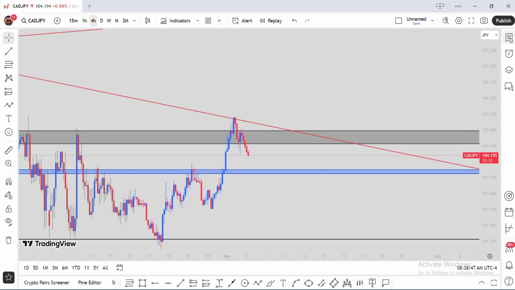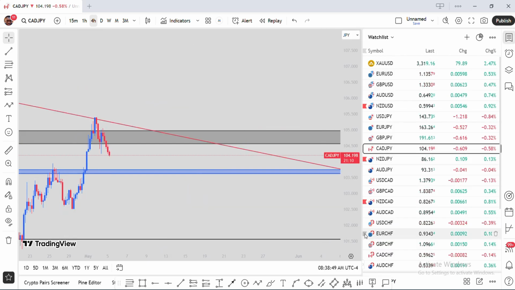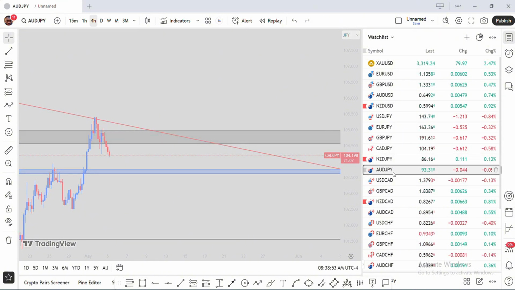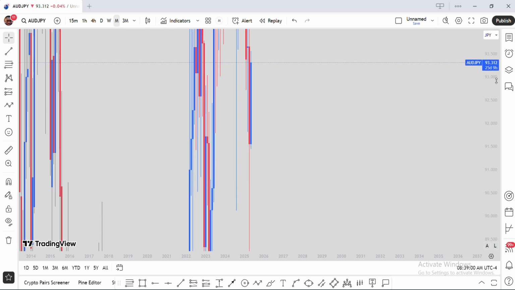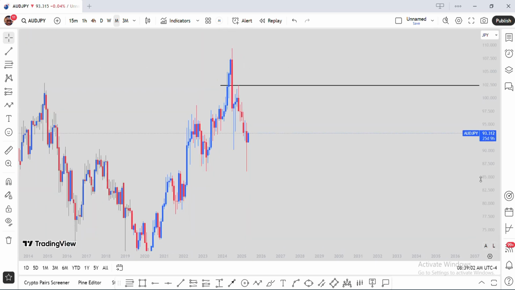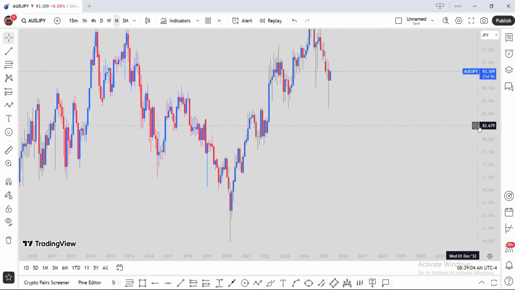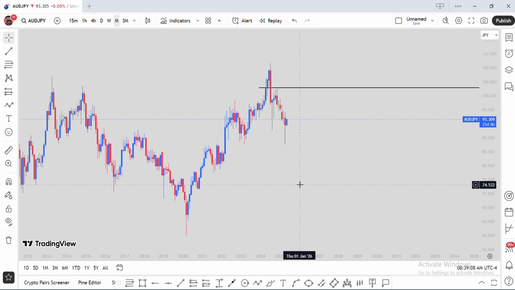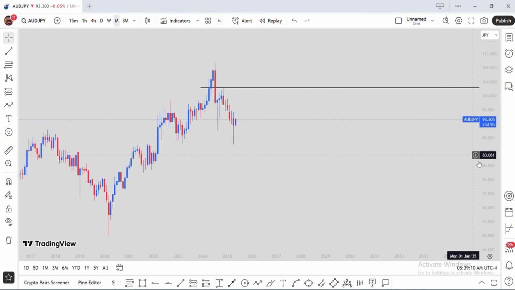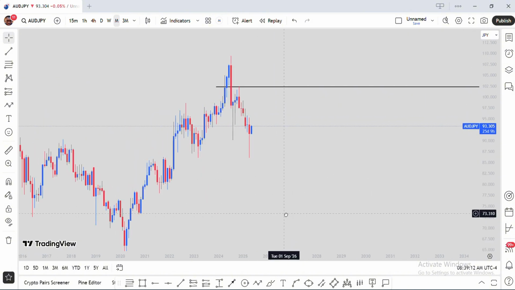So the next pair on my list is AUD JPY. What I'm looking at on AUD JPY is very simple. Now I'm looking at the trend of the market. The trend of the market is to the upside. So price was moving to the upside, and this seems like price wants to continue moving to the upside.